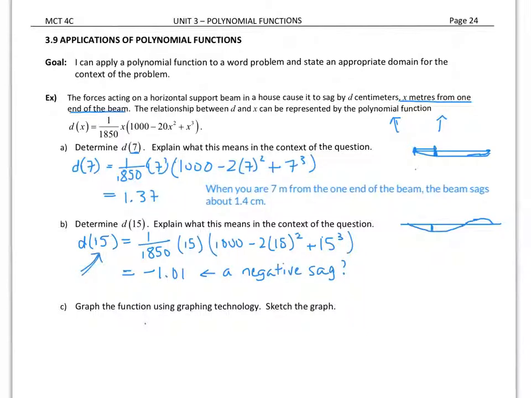My thoughts are, if I'm 15 meters down the way, maybe this 15 meters isn't part of the domain. Maybe the beam is shorter than 15 meters. So that's what this is calculating, the sag at 15 meters from the end of the beam, but my mathy senses are telling me this doesn't really make sense.